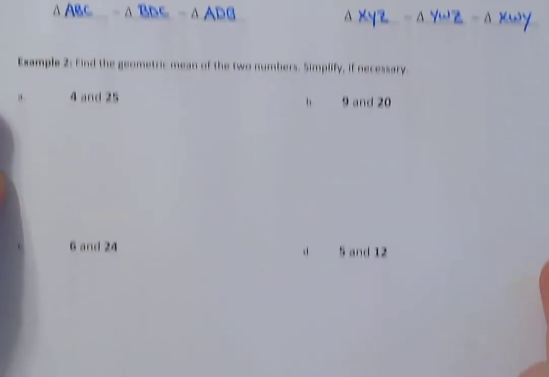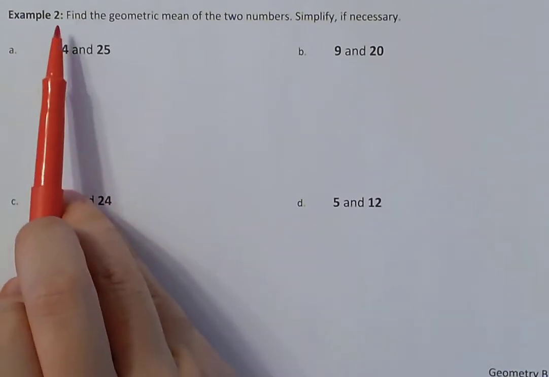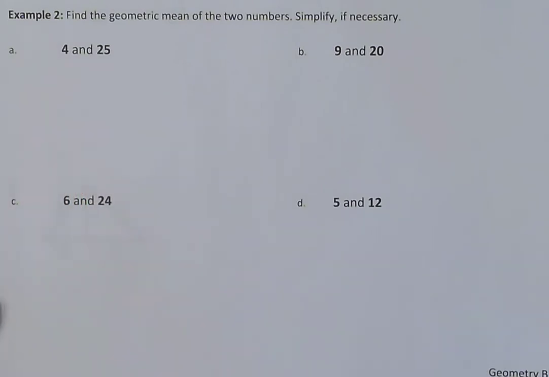If we take a look at example 2, they want us to find the geometric mean of the two numbers and to simplify if necessary. What that means is when we get to the square root, if we don't get a whole number after taking the square root, that means we need to simplify the square root. So in example 2, part A, we have 4 and 25. We want to figure out the geometric mean of those two numbers.